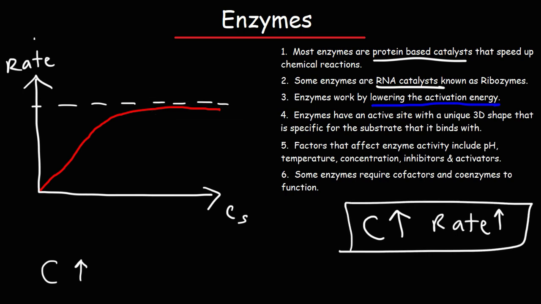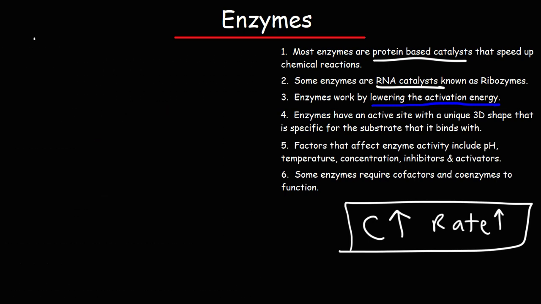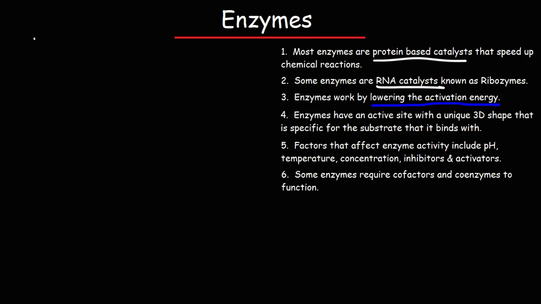Now, another factor that affects enzyme activity is the presence of inhibitors and activators. Inhibitors are substances that inhibit the activity of an enzyme, so it slows it down. So let me draw an enzyme. So there goes my enzyme, and let's draw a similar substrate that we had before.